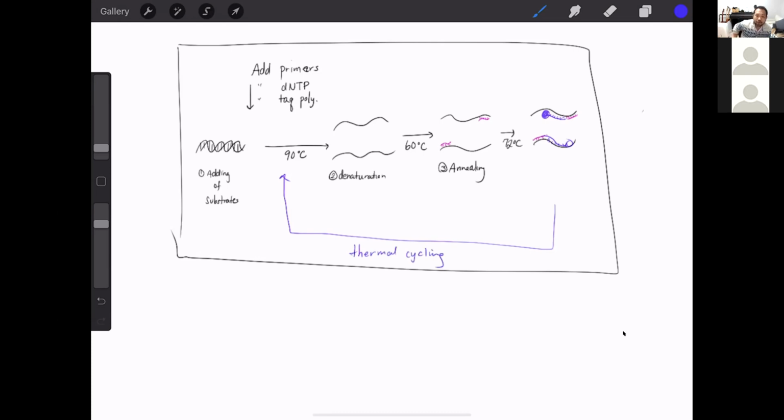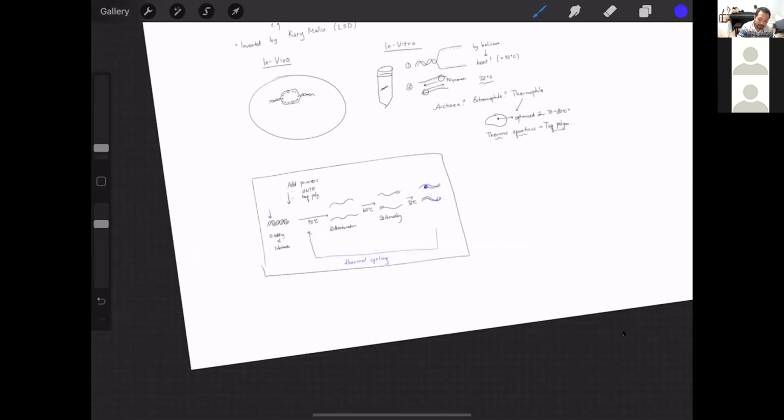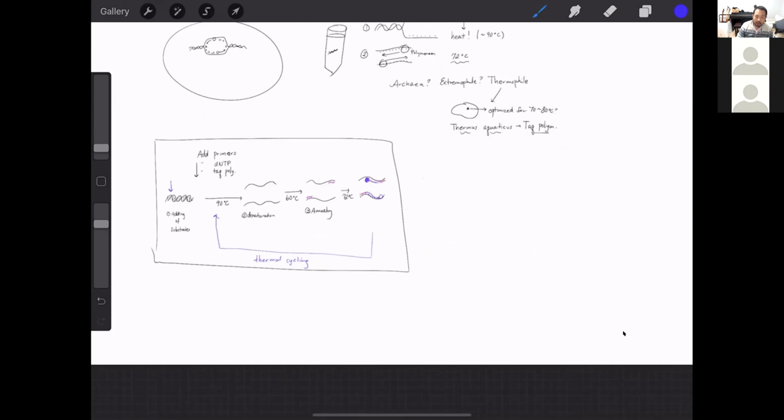And after about 30 cycles, you have millions and millions of copies of the original DNA that you started off with, one single strand of DNA or one double-stranded DNA. This is pretty incredible stuff. It's really, really incredible. And this is why this PCR technology has won Kary Mullis the Nobel Prize.